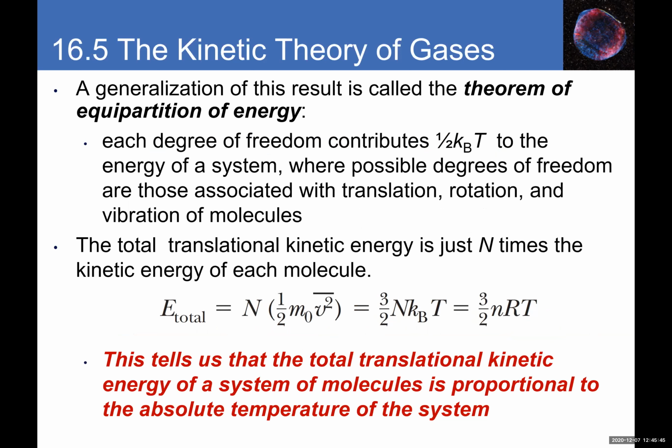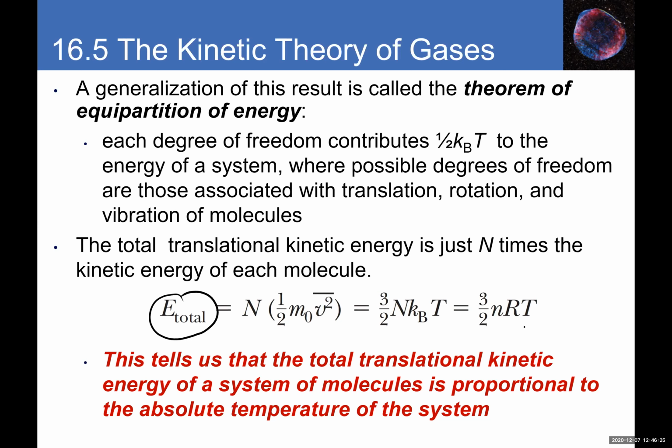The total translational kinetic energy is just N times the kinetic energy of each molecule. So E total equals N times 1/2 m v squared, the average kinetic energy, where N is the number of molecules. That equals 3/2 N Kb T. Since N Kb equals n R, we can say this is also 3/2 nRT. That means this is the total energy: 3/2 N Kb T or 3/2 nRT.